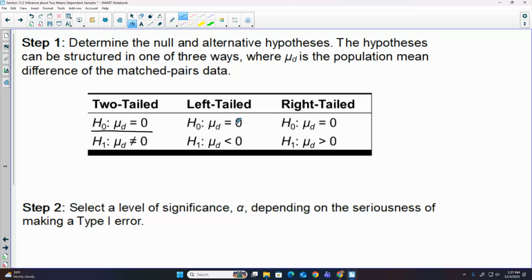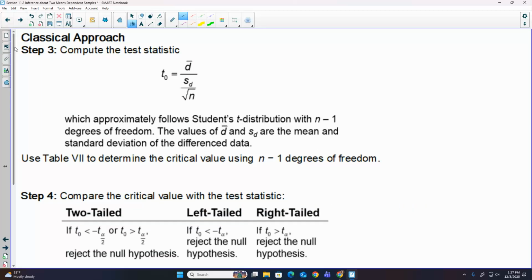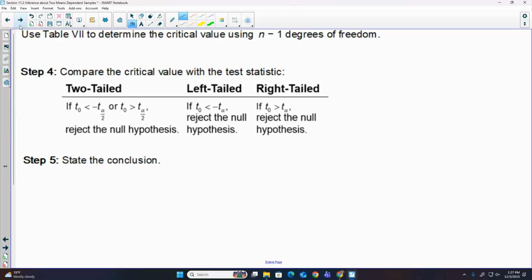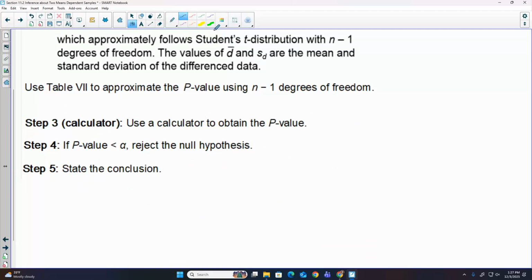Then, just like before, we have our alpha. We can do the classical or p-value approach, but we are going to stick with the calculator, which is the p-value approach. So remember the big thing with that: if p is less than alpha, you reject. P is your probability. So if your probability is smaller than alpha, that means it's very unusual. That's when you reject. If p is bigger than alpha, we fail to reject.